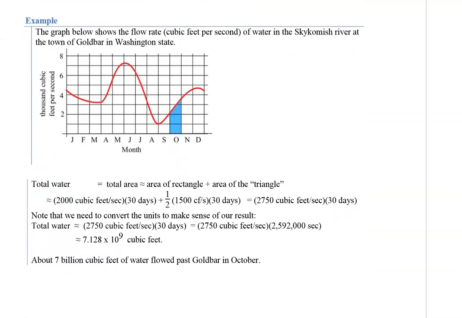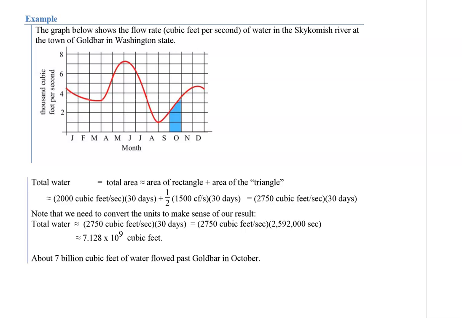And so let's look at this example. It says the graph below shows the flow rate, in cubic feet per second, of water in the river at the town of Gold Bar in Washington State. You can see red is our function. You can see our time is on the x-axis down here. You can see 1,000 cubic feet per second is on your y-axis.